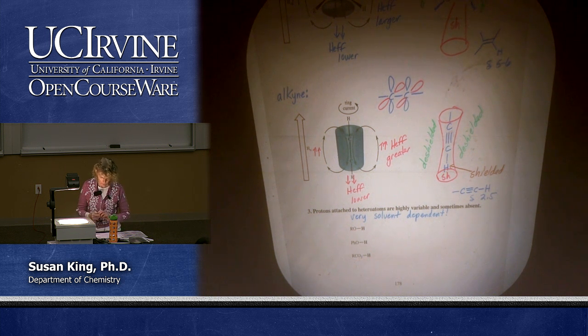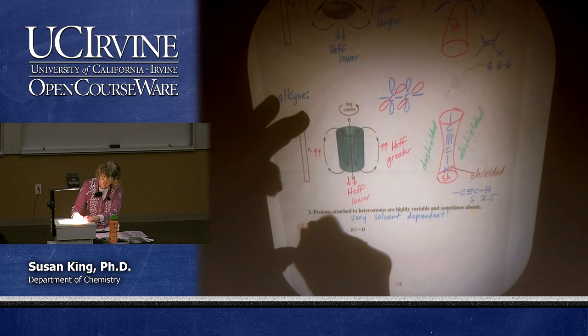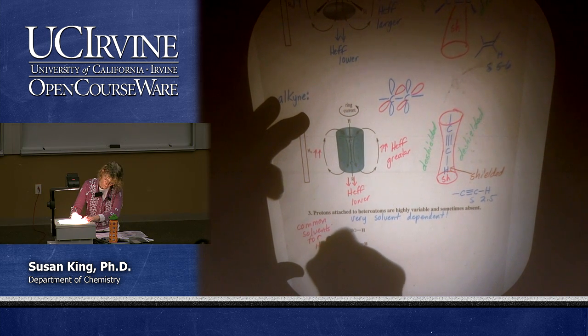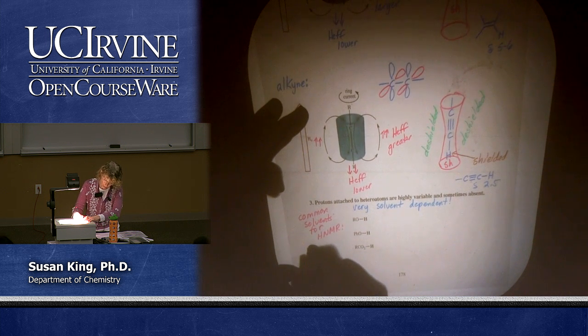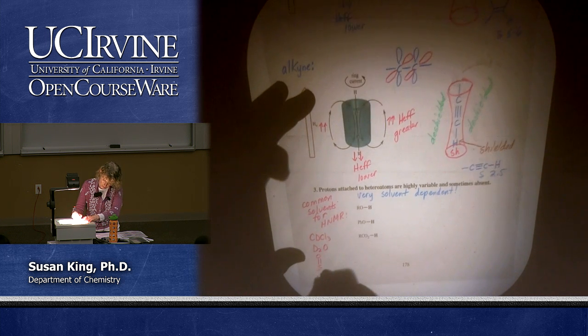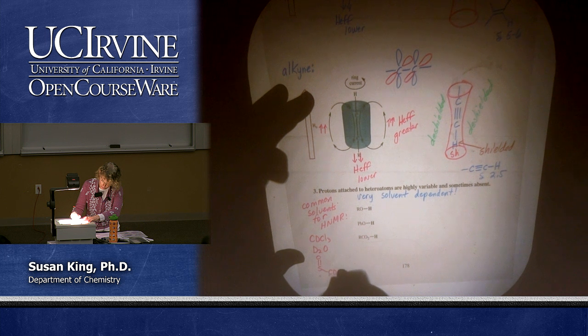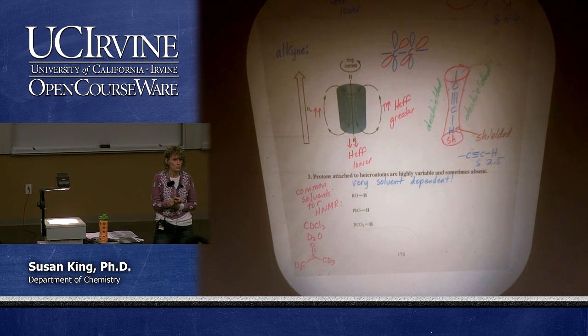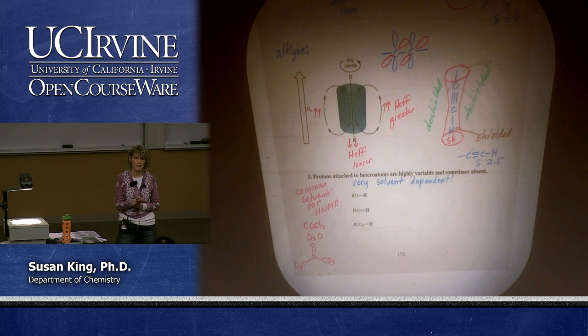So when we take an NMR, we put our compound in a solvent, and here are our common solvents. CDCl3, D2O, deuterated DMSO, CD3 for both of those. Those are the most common solvents. You'll notice something that these all have in common. What do they all have in common? No protons.